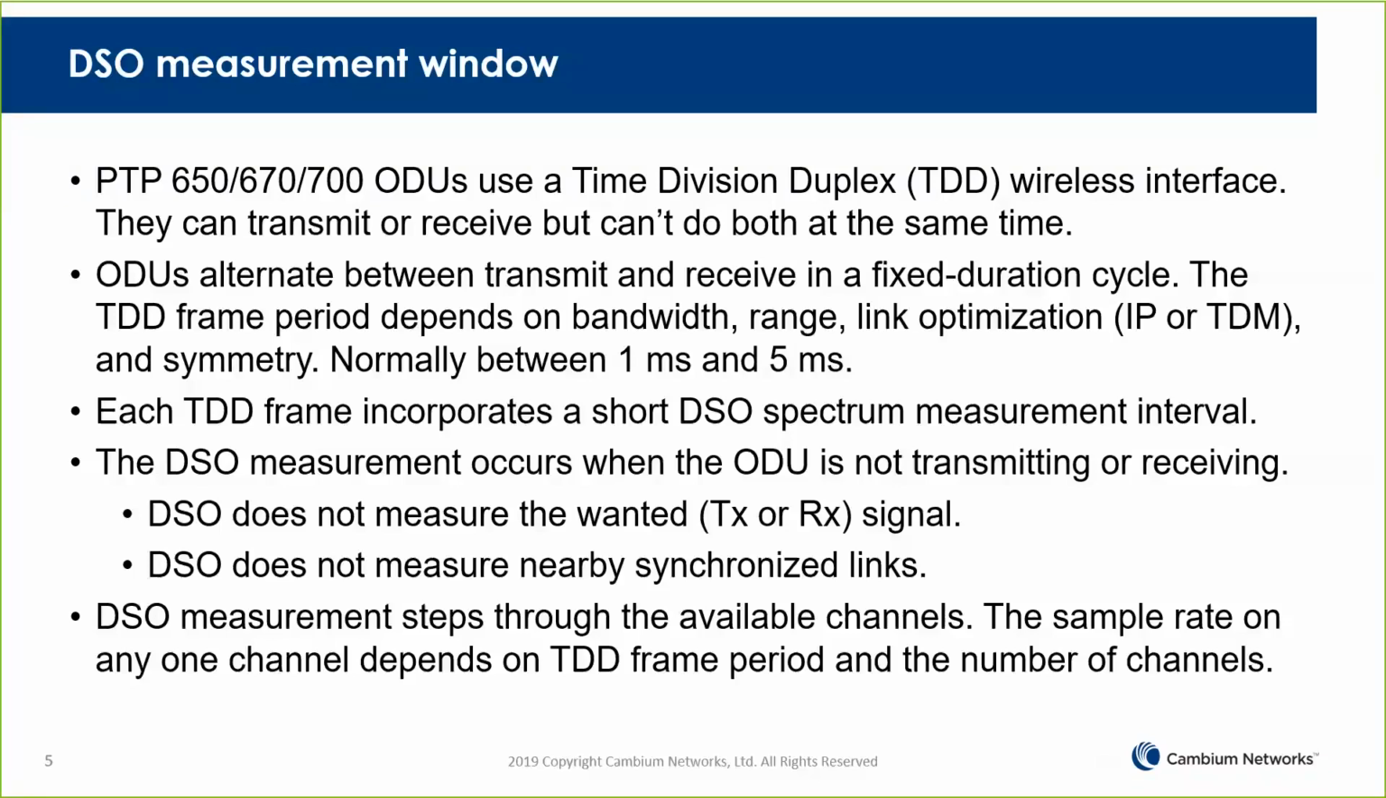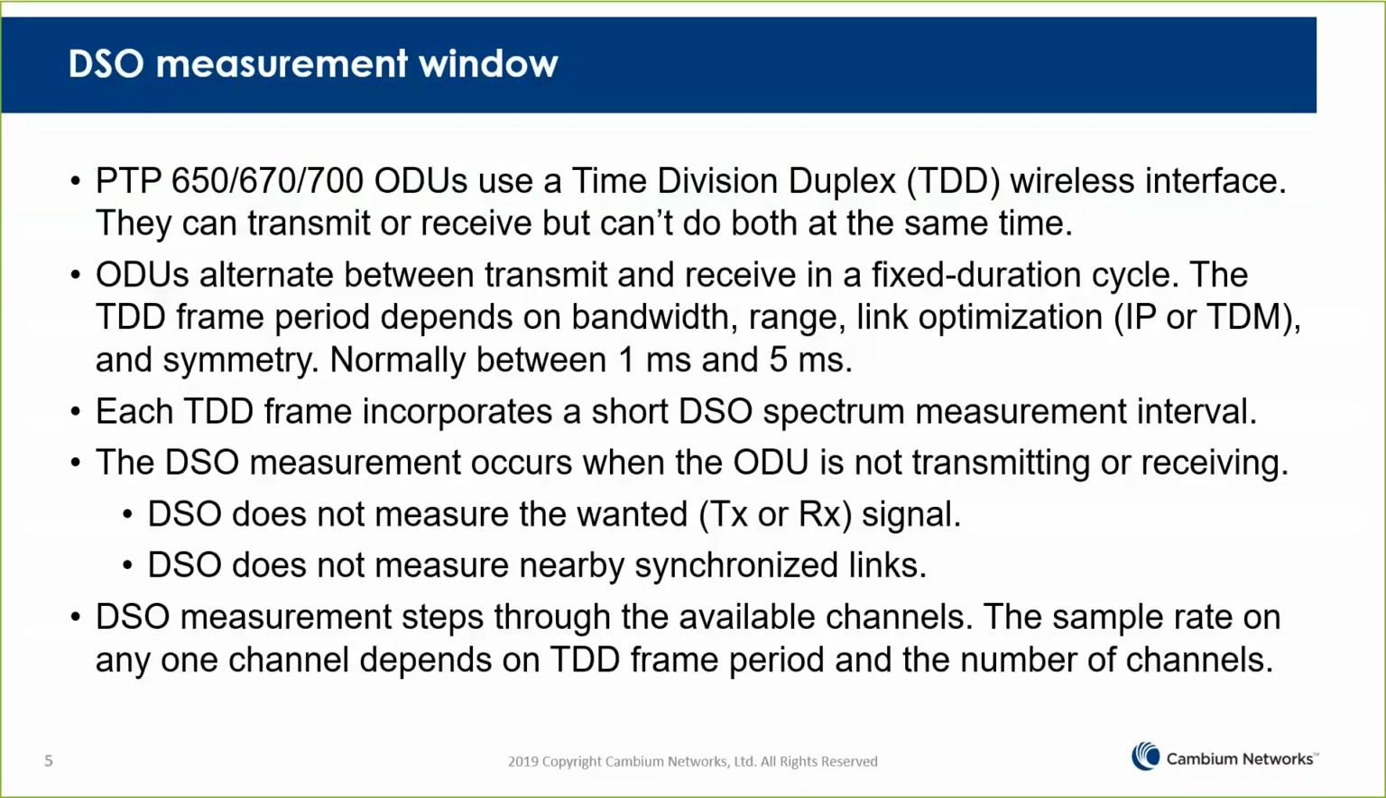So you'll see in the spectrum display, we can display the noise level in the channel that we're operating in. And of course, that's something you could only do with time division duplex. It also means that if you have a synchronized network, this measurement is in a period when no links are transmitting. So DSO doesn't see the other links synchronized to our link in a synchronized network.